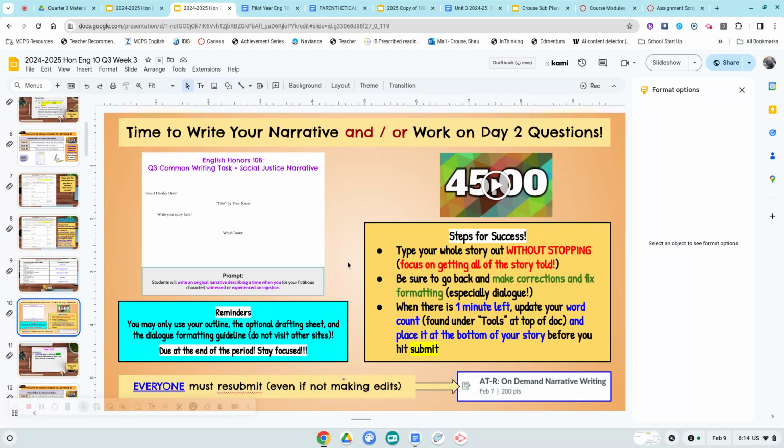I had to hand back everybody's stuff to them so that you all could go back and manipulate them. So if you decide that you're not going to make any changes, that's completely fine, right? Just hit the submit button again for me so that I can see that you're done. If you are going to make changes, use the steps for success on the right-hand side of the screen, right? The sub will have those projected for you. And if you're not working on that, you could be using your time in class to work on your day 2 reading and analysis questions for your choice text.